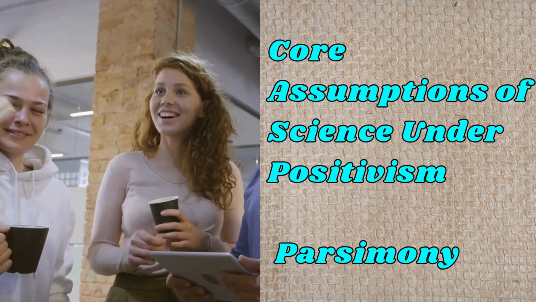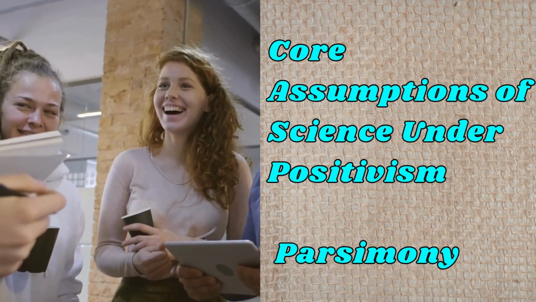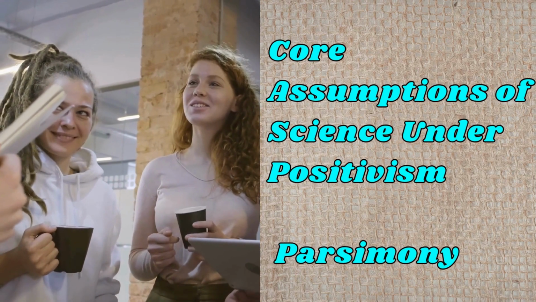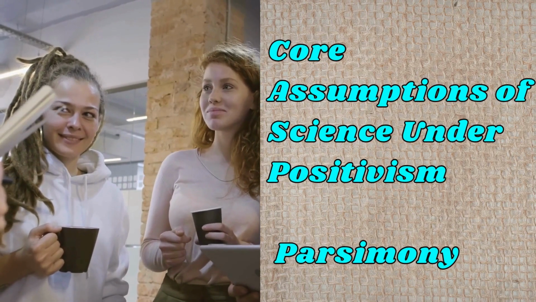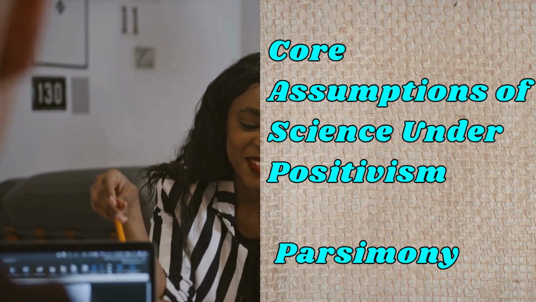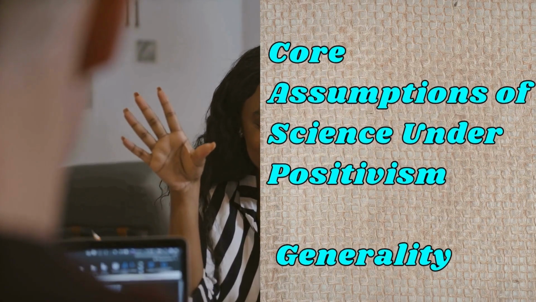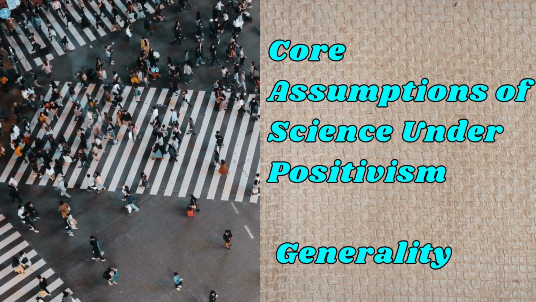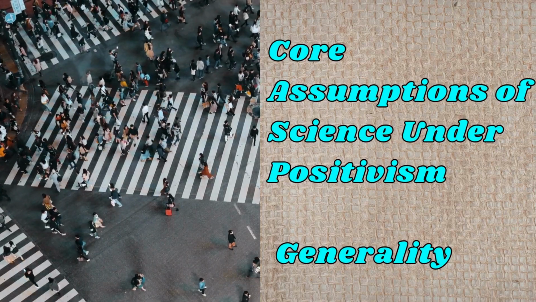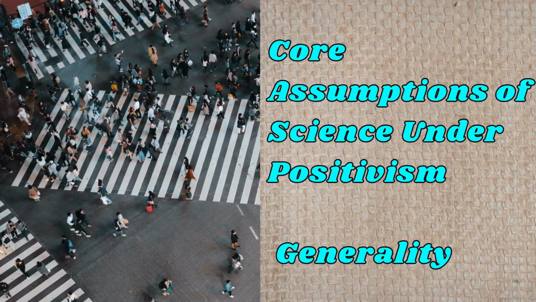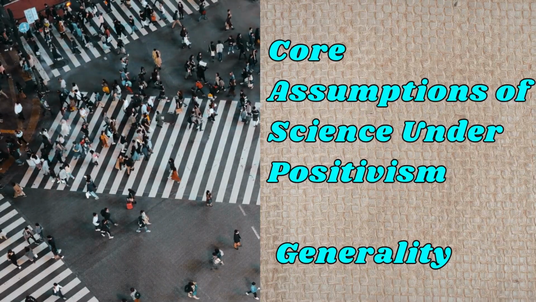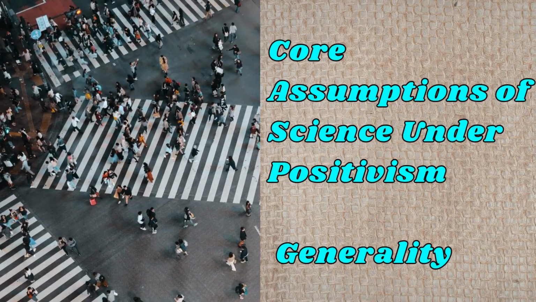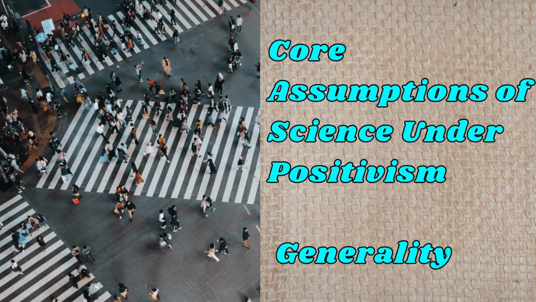Next is parsimony, often summarized as explain things as simply as possible, without oversimplifying. Scientists prefer explanations that use fewer assumptions or fewer variables, as long as they account for the evidence. Finally, science values generality, the idea that findings from particular cases can be extended to wider populations. Natural sciences often achieve broad general laws, but in human sciences, like education, generalization must be done cautiously because human behavior varies widely.